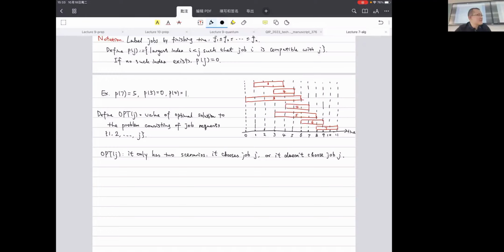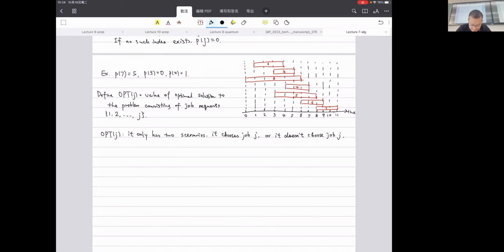I guess this is just a trivial sentence. If you consider the optimal solution with J here, either it has job J or it hasn't. This is trivial, but what I'm saying next is not going to be trivial. So let's take a close look at what is going to happen in these 2 scenarios. Case 1 here is that OPT selects job J.